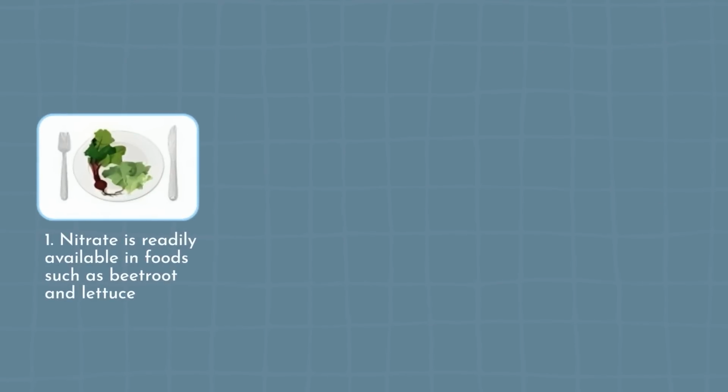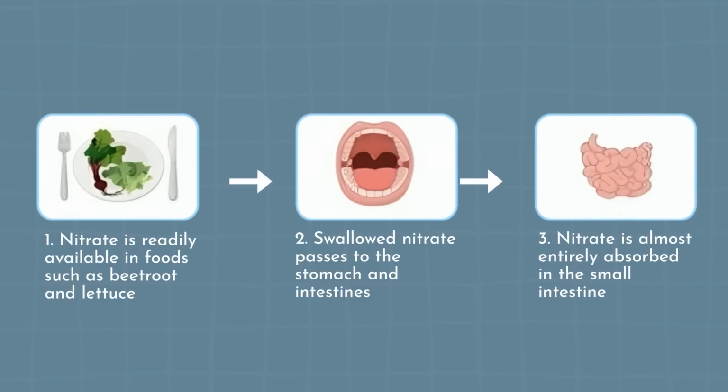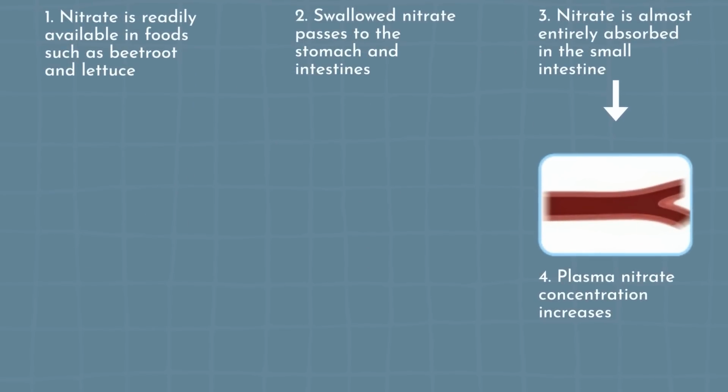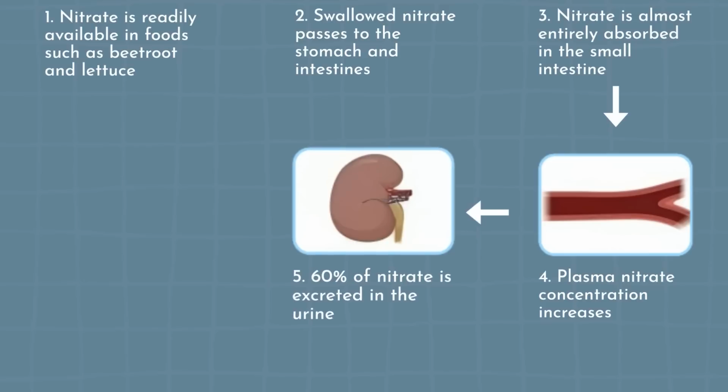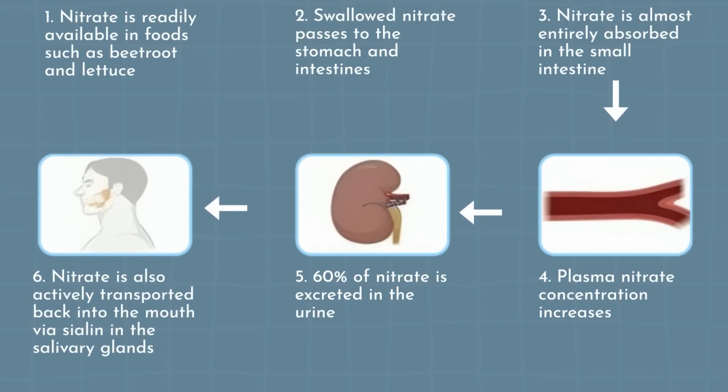Now, the pathway of this nitrate to become nitric oxide is pretty simple, but still it's not a short pathway. So when we eat foods containing nitrates, we chew them and we swallow them, and this passes to your stomach and your intestines. And then nitrates are almost entirely absorbed in the small intestine. And then you have an increase in the plasma concentration of nitrates. On average, 60% of the nitrates are excreted in the urine, but the remaining part is going to go back to the salivary glands.